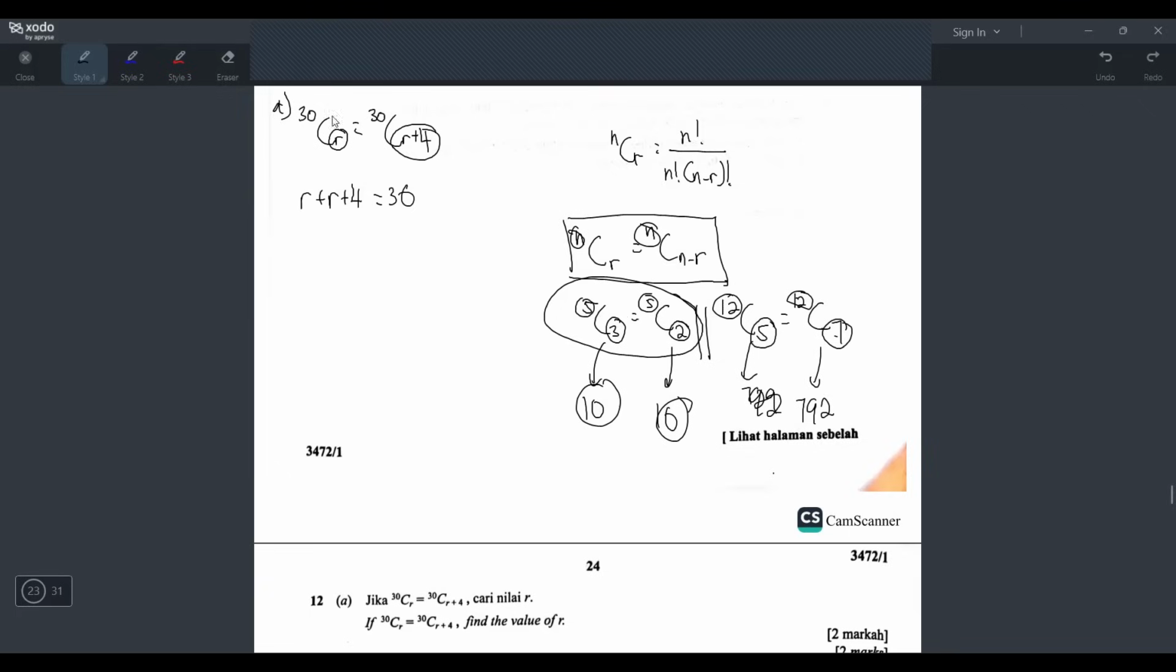So if 30CR and 30CR plus 4 gives you the same answer, it means these two number bawah, after you tambah, you will get nombor atas, which is 30. So now you can solve for R. R plus R is 2R plus 4 jadi minus 4. 30 minus 4, I think it's 26. So R is 13, right? And from there, you know your A answer, okay?